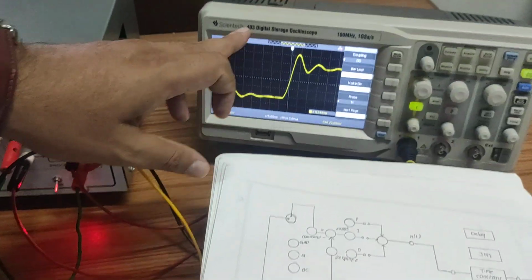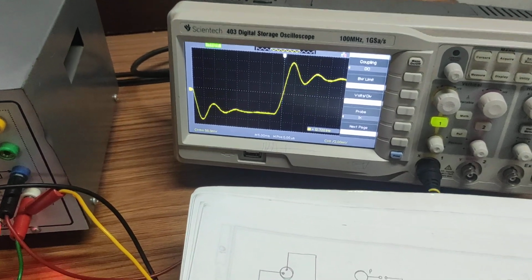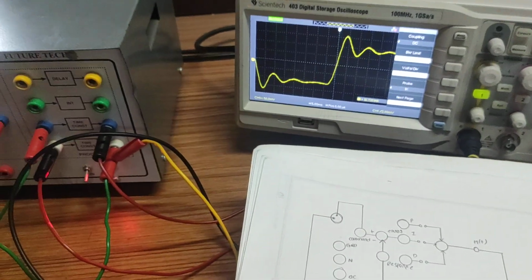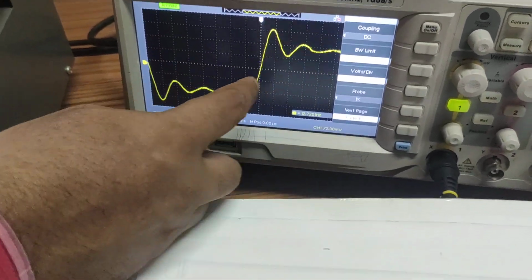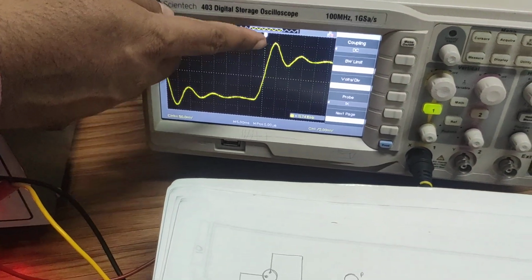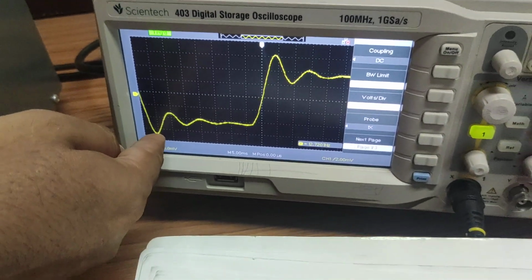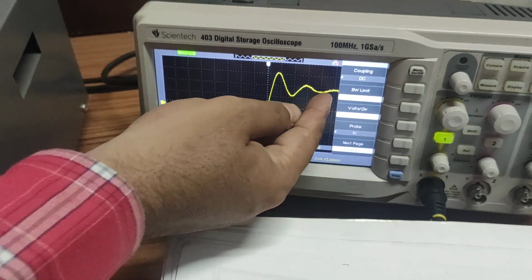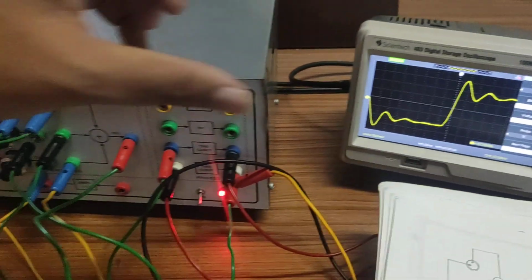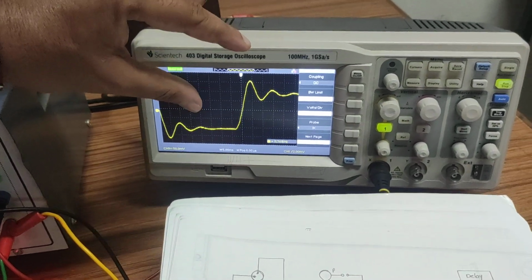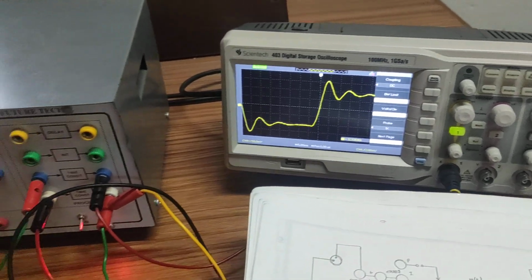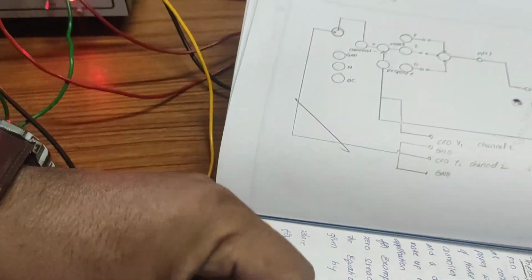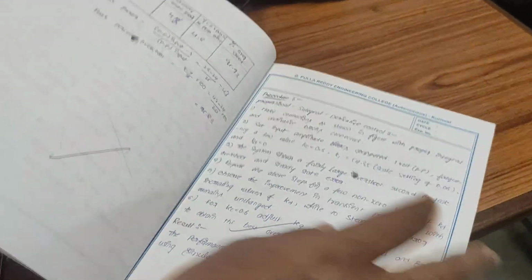So coming to the waveform, this is the waveform we get by using the PID controller. From this we can calculate the peak overshoot and steady state value. Peak overshoot is the peak to peak value, and steady state error we can calculate from steady state to steady state. By finding these two, peak overshoot and steady state, you can calculate the percentage peak overshoot and percentage steady state error by using this formula.